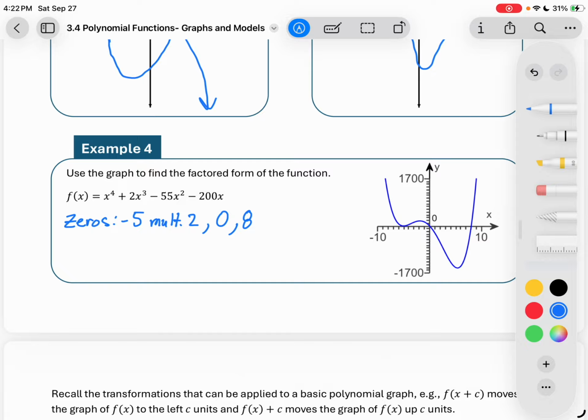Now let's turn those into factors. So we can say that f of x will be equal to x plus 5 is the factor that would give -5 as a 0. And it's got a power of 2 because we see that it's a tangent point. And then the factor that gives 0 is just x. And then the factor that gives positive 8 would be x minus 8. And that's as far as we need to go on that one. That would be the factored form of that function.